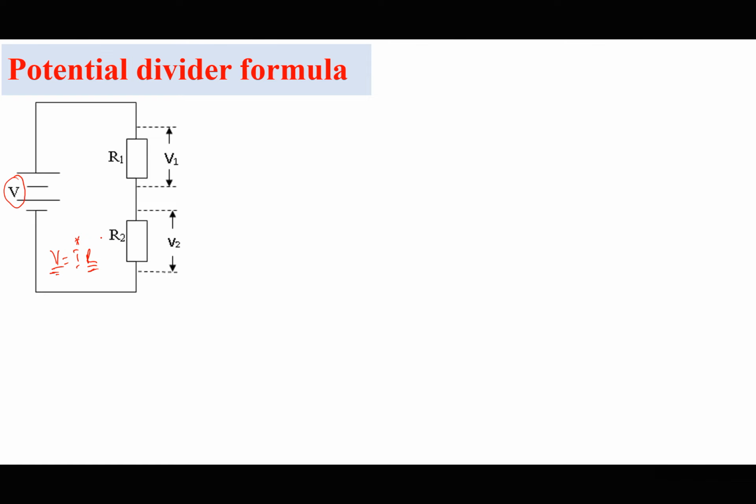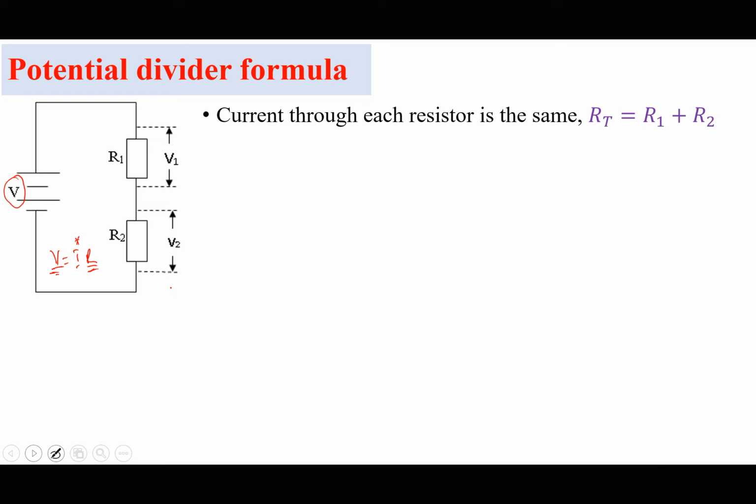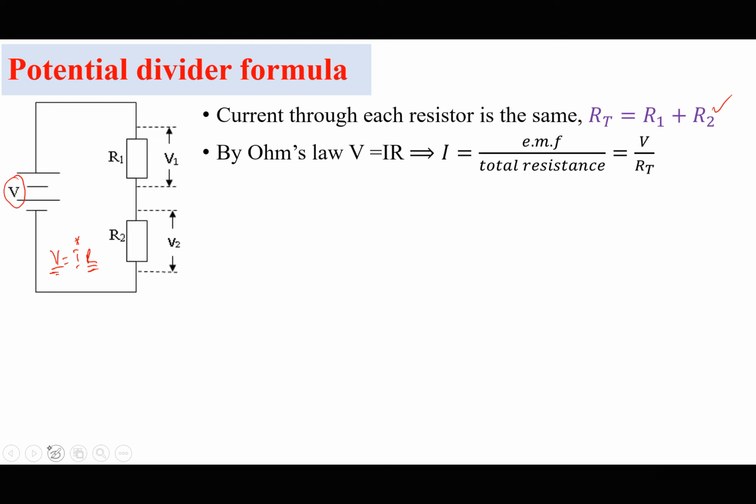So first of all, the current through each of the resistors is the same, and I'm going to call it I. The total resistance here, because they're in series, is the sum of the resistances of these resistors. If I consider Ohm's law, V equals IR, it means I equals V over resistance. So in this case, the current is the e.m.f divided by total resistance. But remember, the e.m.f is V, and the total resistance is R1 plus R2. So this means the current I is going to be the supply, which is the e.m.f V, divided by the total resistance, which is V over R1 plus R2.